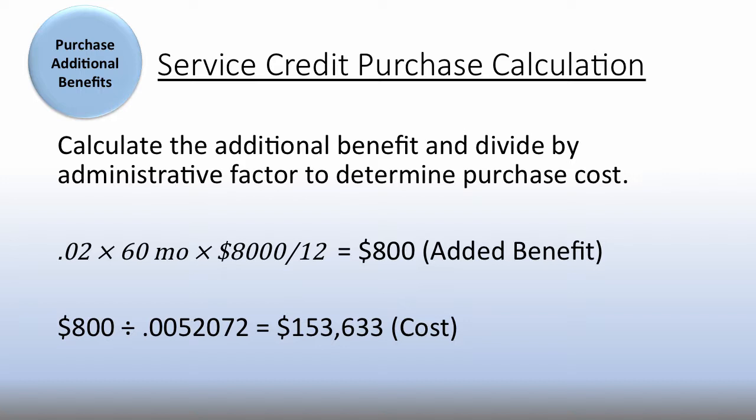So you just take the basic math formula, and you just plug in the new years of service credit with the rest of your criteria. So I'm adding $800 in benefit to my account. To determine how much I have to pay for that additional benefit, instead of multiplying, I'm going to divide the added benefit by the same factor. Same factor, which tells me the cost is going to be $153,633 to buy 5 years of service credit.